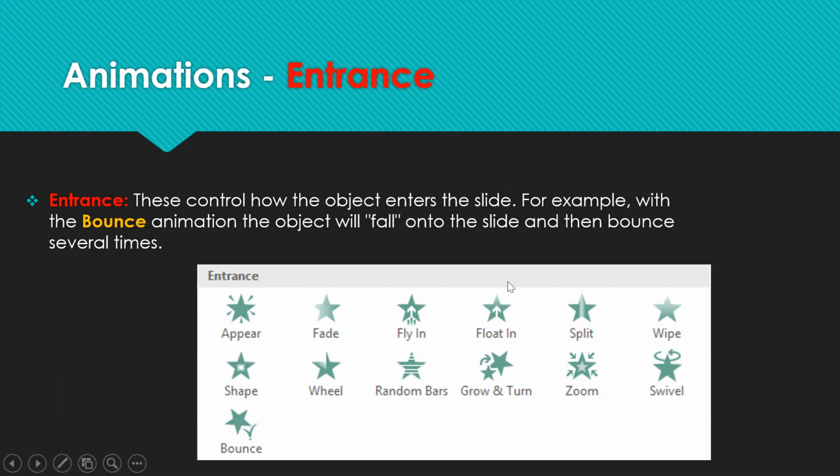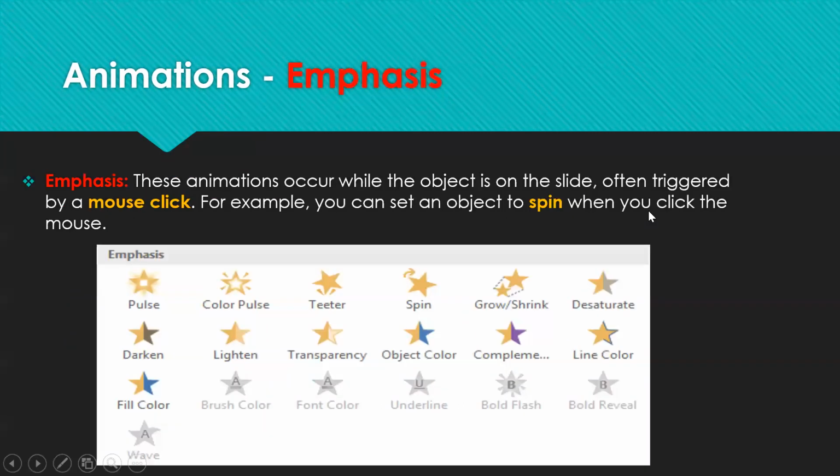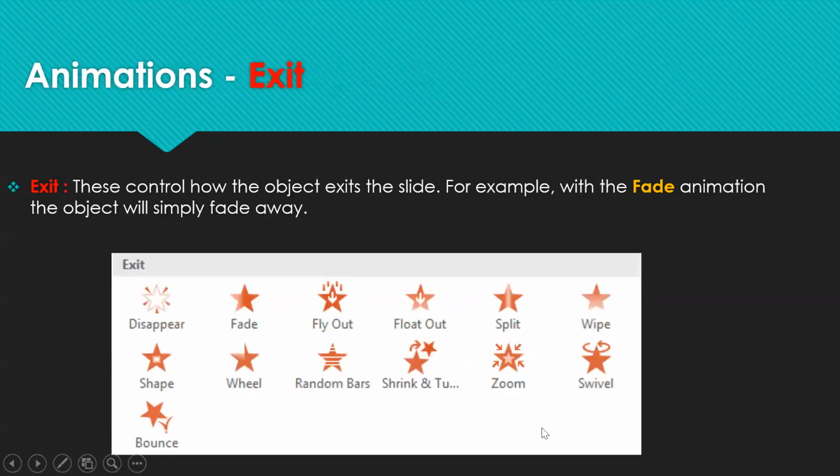These are the types of entrance options available. They control how the object enters a slide. For example, with the bounce animation, the object will fall on the slide and then bounce several times. This is just an example; we'll see those later. Emphasis animations occur when the object is on the slide, often triggered by a mouse click. For example, you can set an object to spin when you click the mouse. We'll see an example.